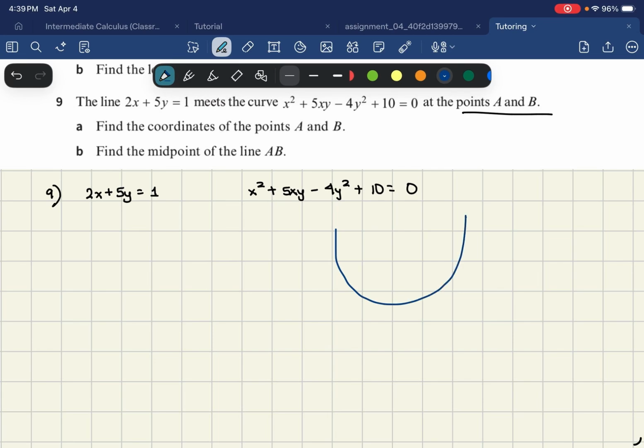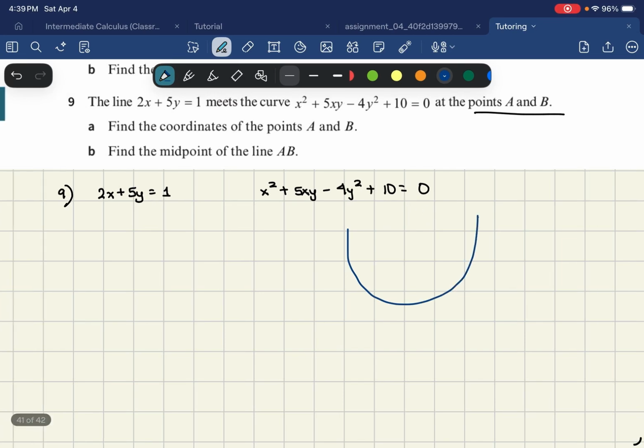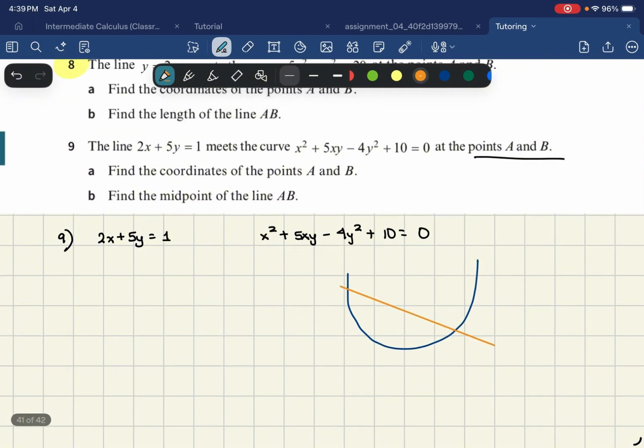So let's just say this is the curve and we have a straight line, something like this. Or it could be with a negative gradient. I think it's with a negative gradient. So we have a line and we have a curve. So they meet at 2 points and we are calling these points A and B. Now, this diagram may not be accurate. I'm just drawing something just to represent how the scenario might look like. And this line intersects the curve at 2 points, A and B. So we are asked to find the coordinates of the points A and B.